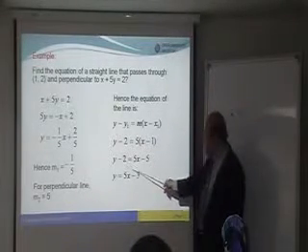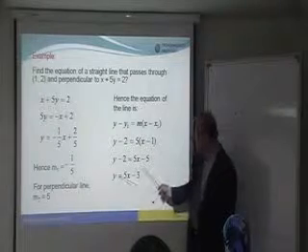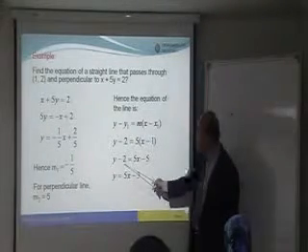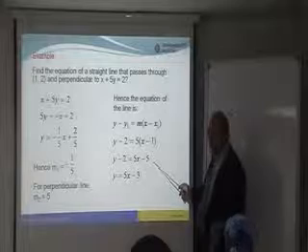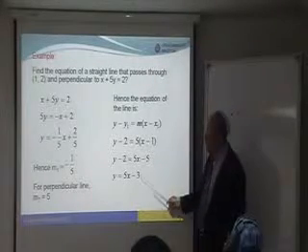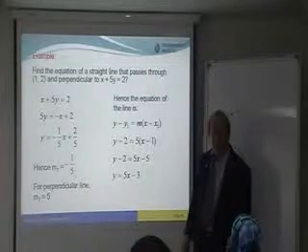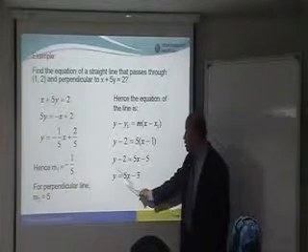Then shift the -2 to the right. You get y equals 5x, -5 plus 2, as -2 becomes plus 2 here. So -5 plus 2 you get what? -3. Correct? So this is the equation.